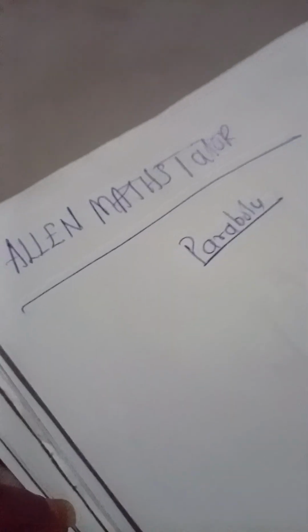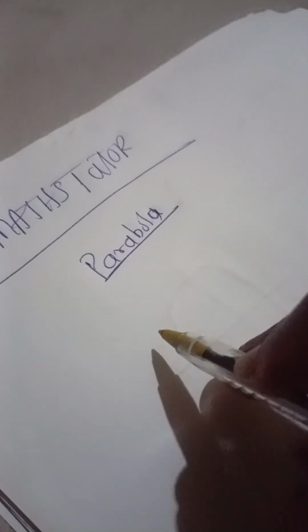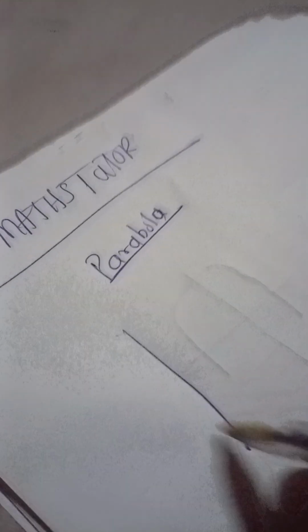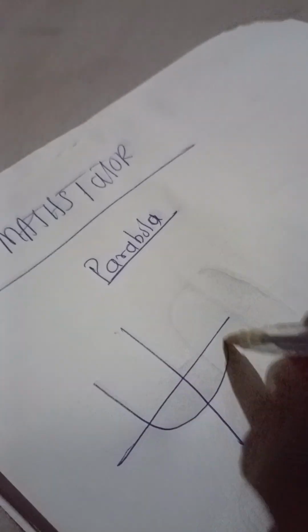Okay, good day everyone. Today we'll be learning about parabola. A parabola is one of the conic sections that we have. I'll just draw a picture of it. This is a parabola, a U-shaped curve. So we have a parabola on the x-axis and a parabola on the y-axis.